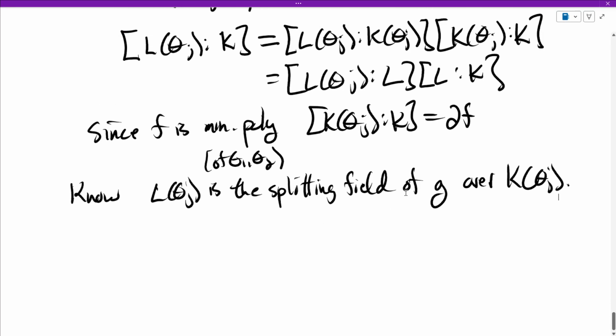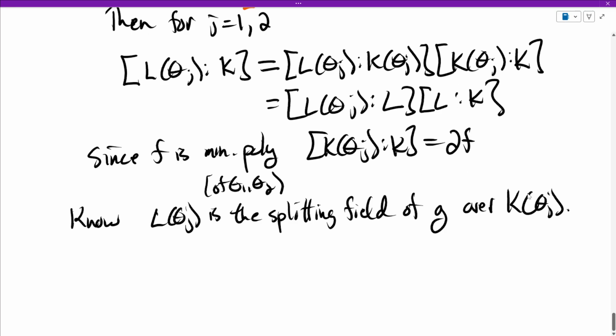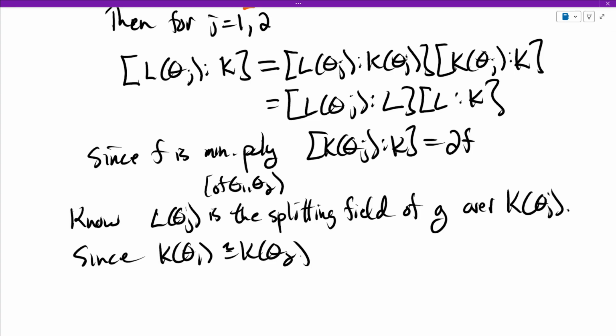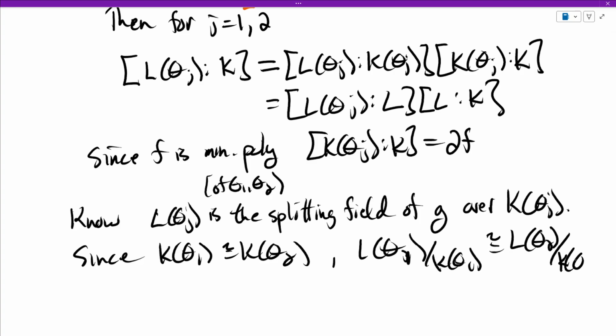Okay, so what does that mean? Well, since K of theta 1 and K of theta 2 are isomorphic, the splitting fields are also isomorphic, because the isomorphism that sends theta 1 to theta 2 leaves the coefficients of g alone, because the coefficients of g are in K. So L of theta 1 over K of theta 1 is isomorphic to L of theta 2 over K of theta 2 as extensions even. We really just need their degrees to be the same, but they're isomorphic as extensions.